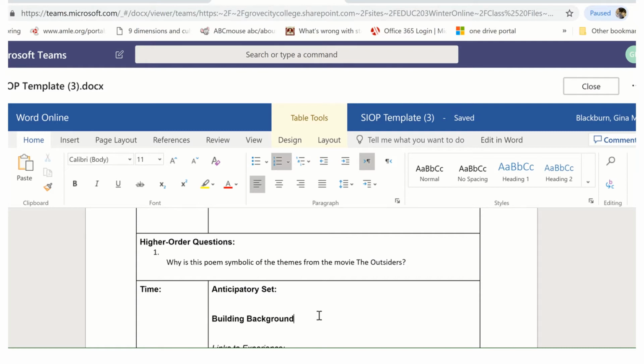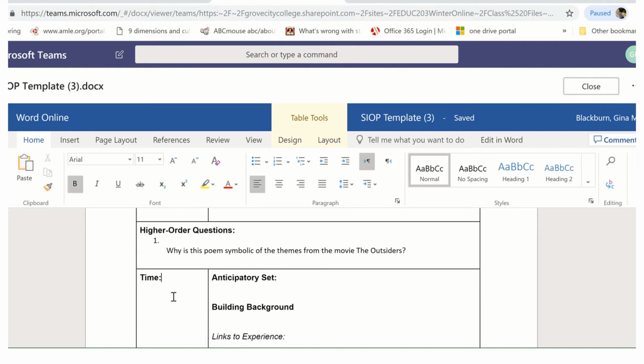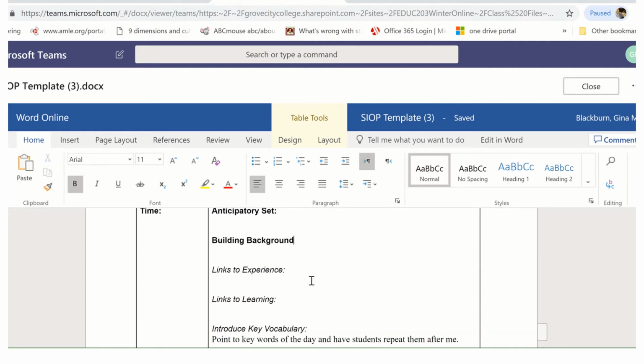So the next part is where you really get into the lesson. You can see there's a little place for you to record how much time each activity is going to take, each part of your lesson. That helps you with pacing. So I do encourage you to do that part.